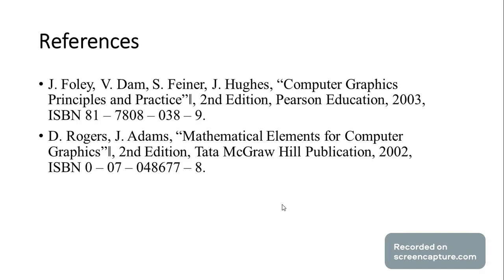Now these are the references related to 2D transformation using different techniques, that is scaling. We have these references.